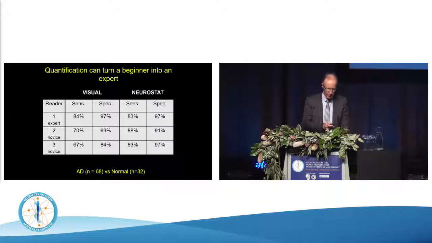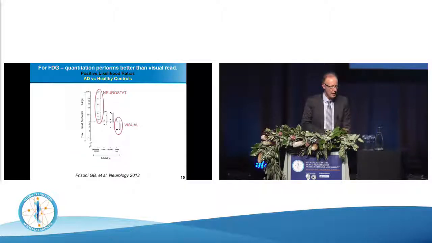It's so easy to read, it's so fast, and it increases your confidence and the confidence of your referring doctor. So I don't think anybody should be reading FDG PET without using one of these programs. This is the literature just showing the superiority of Neurostat. Each one of these points is a study that's been reported in the literature, and look at the performance of Neurostat there versus visual. This is looking at likelihood ratios for distinguishing AD from healthy controls.